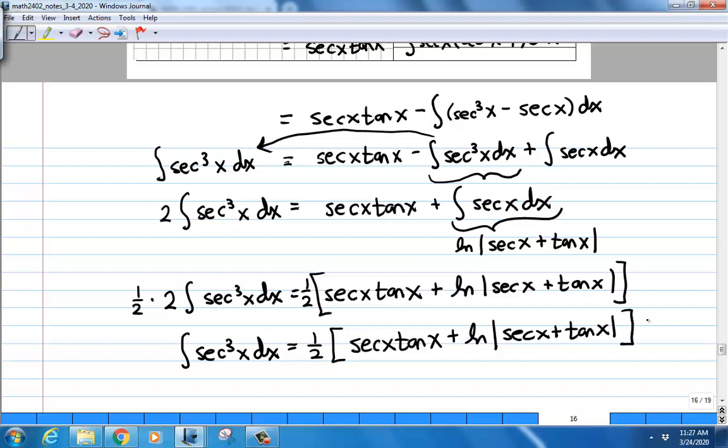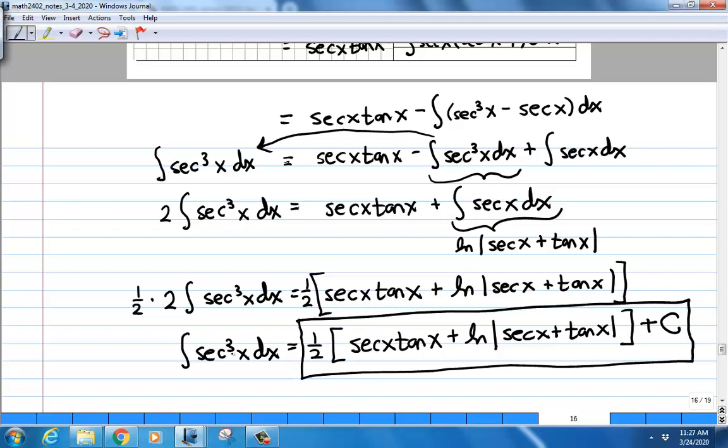And now, let's not forget to crown off our problem here by adding on our arbitrary constant. Cool. All right, there is our answer. That's kind of amazing, isn't it? Now we have it: there's the antiderivative of secant cubed x. It's 1/2 times secant x tangent x plus the natural log of secant x plus tangent x. And then don't forget your arbitrary constant.